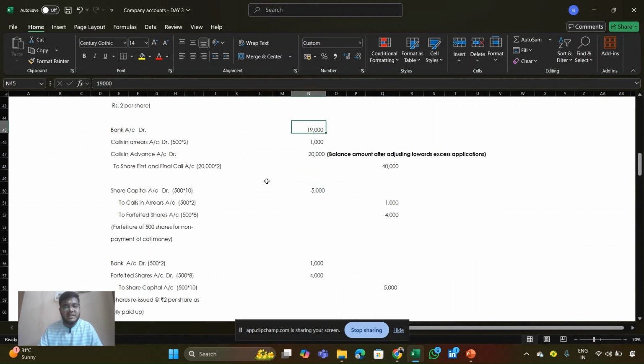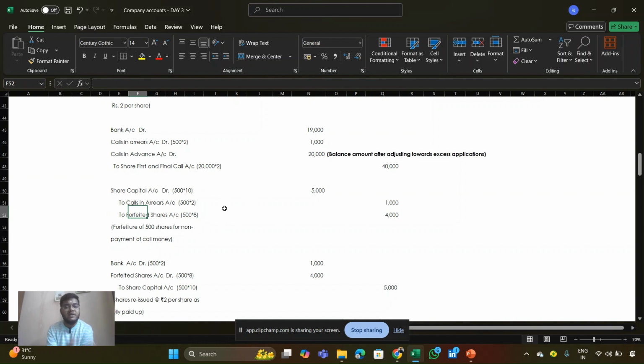Next, share capital account debtor 500 into 10, calls in arrears 500 into 2, forfeited shares. Whatever shares he didn't pay are forfeited. So forfeited 500 into 8. Why 8? Because he didn't pay the first and final call. He should have paid the allotment money and the application money, 4 per share and 4 per share, 8. So forfeited shares is 500 into 8, 4,000.